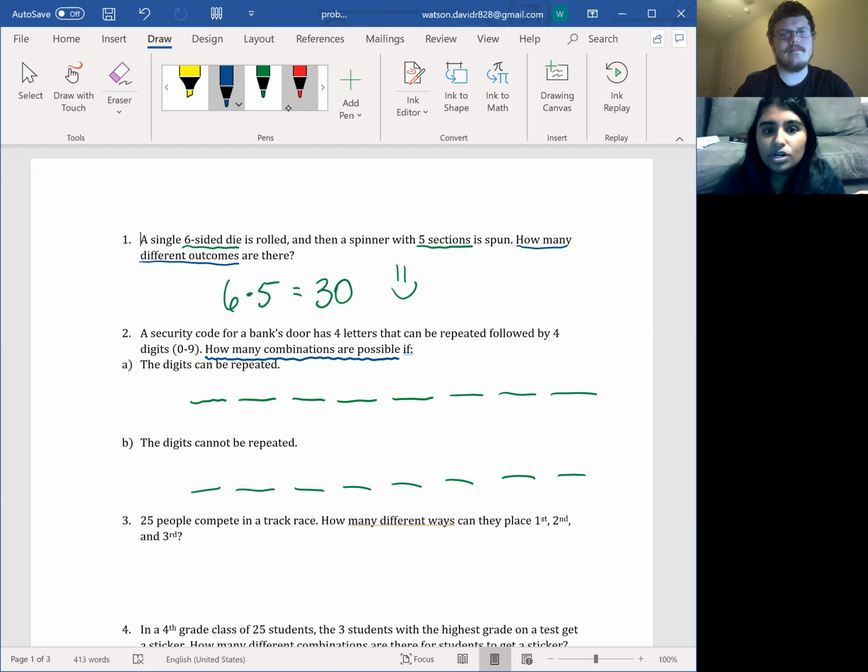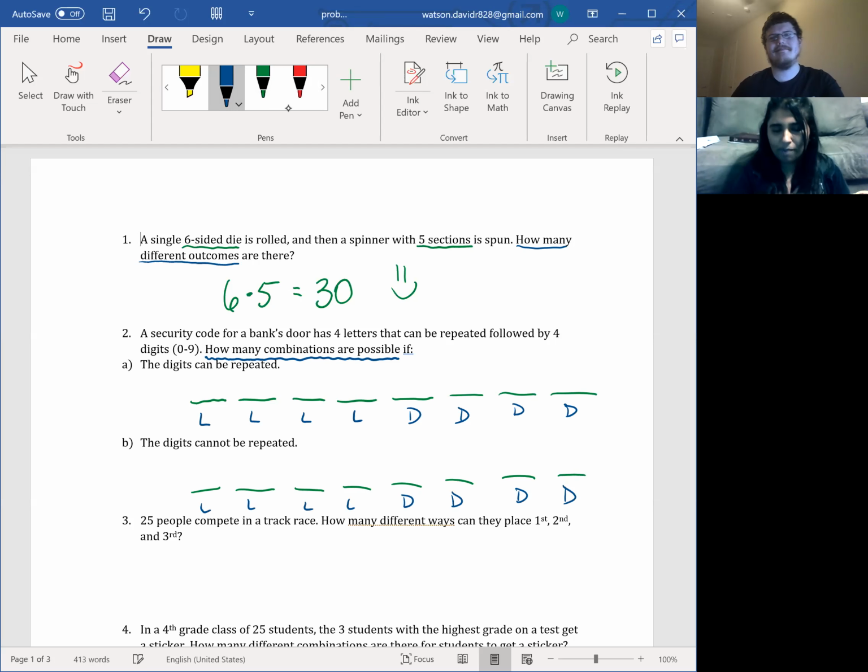So 4 letters and then 4 digits. How many letters are there? I feel like sometimes we forget, so let's talk about that. There are 26 letters, A through Z. Sing the alphabet song in your head if you have to. I promise you, there's 26 letters. And then how many numbers are there? Well, 0, that's 1. 1, 2, 3, 4, 5, 6, 7, 8, 9. That's 10 numbers.